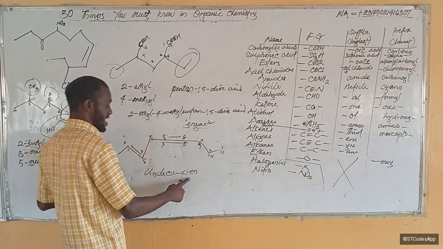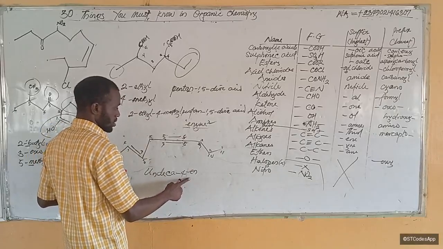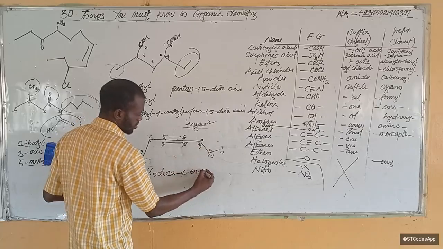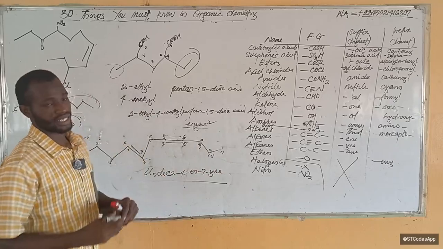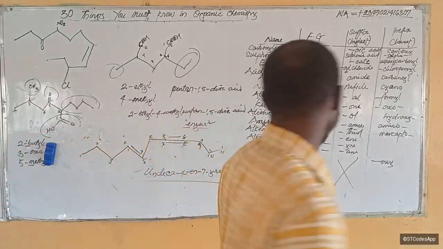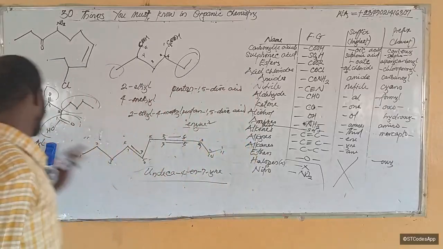So deca-4-en-7-yne. Deca-4-en-7-yne. Alright, so that will be it for naming. That will be it for naming.